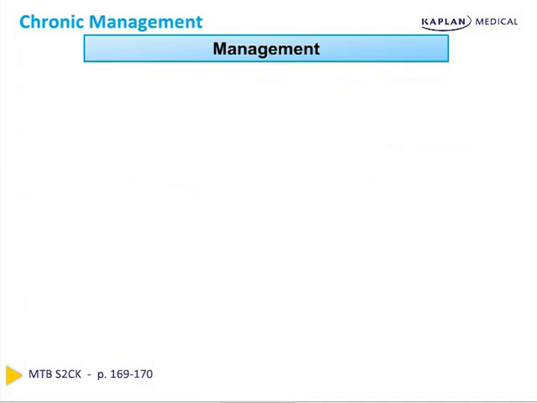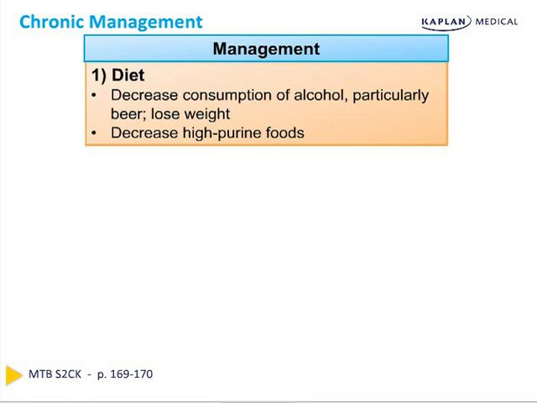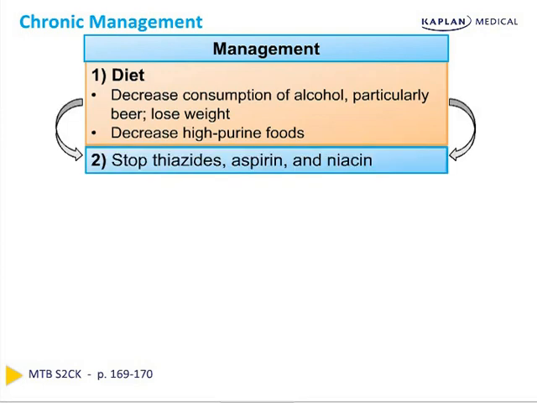The chronic management of gout is a 5-pronged approach. The first is diet. We tell patients to decrease the consumption of alcohol, particularly beer. We tell them to lose weight and decrease high purine foods such as red meats and seafood. The second step is to stop offending agents such as thiazide, aspirin, and niacin.